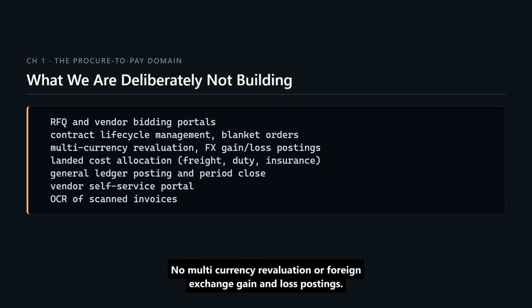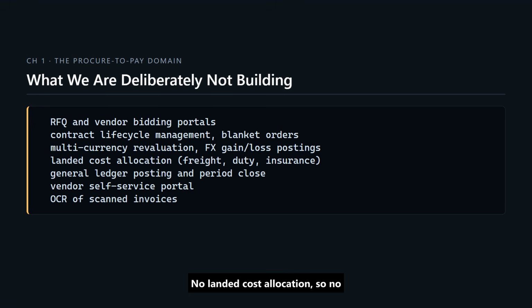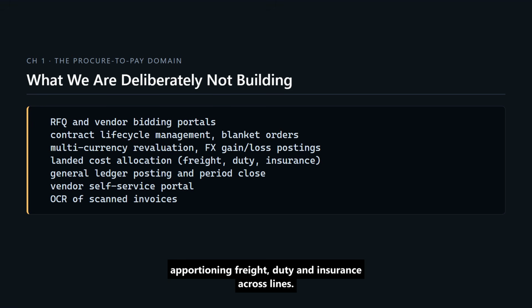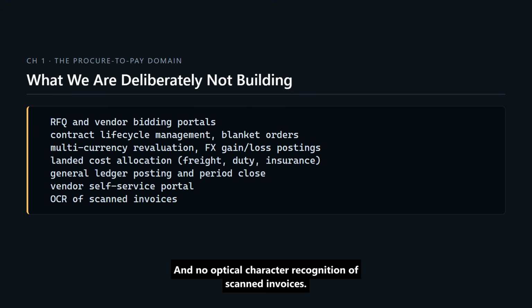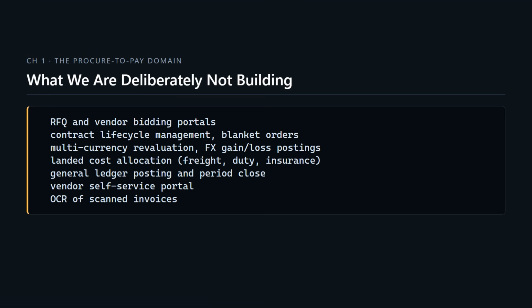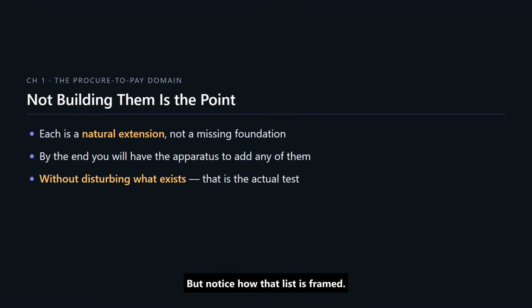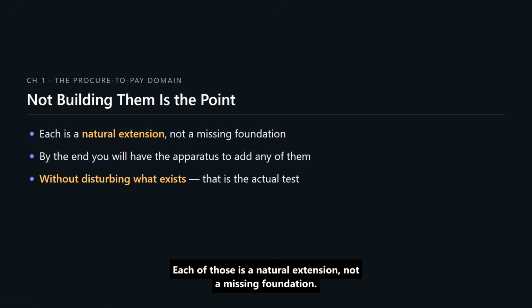No multi-currency revaluation or foreign exchange gain and loss postings. No landed cost allocation, so no apportioning freight, duty and insurance across lines. No general ledger posting or period close. No vendor self-service portal. And no optical character recognition of scanned invoices. But notice how that list is framed. Each of those is a natural extension, not a missing foundation.